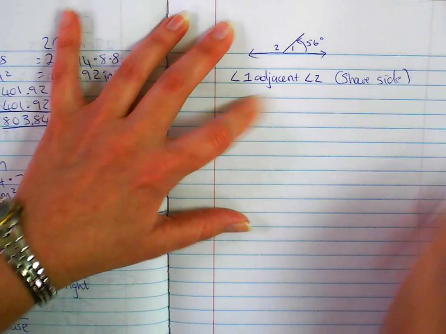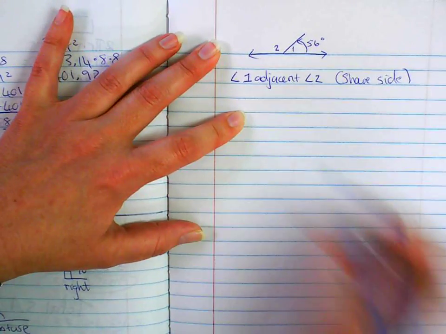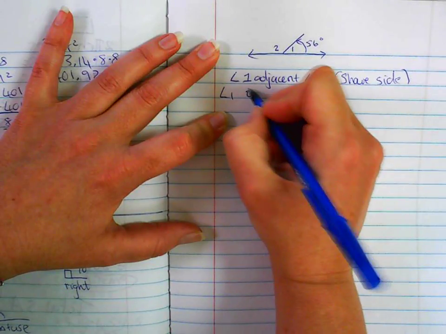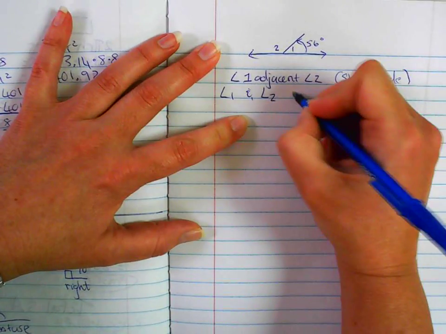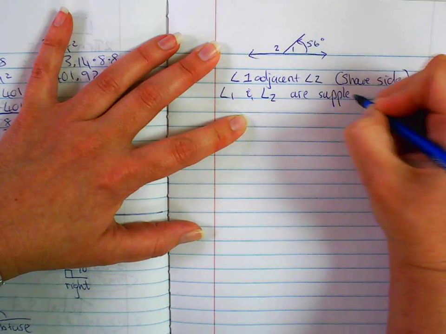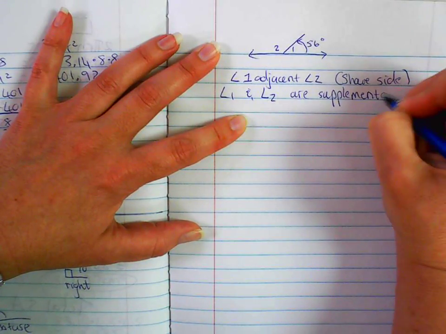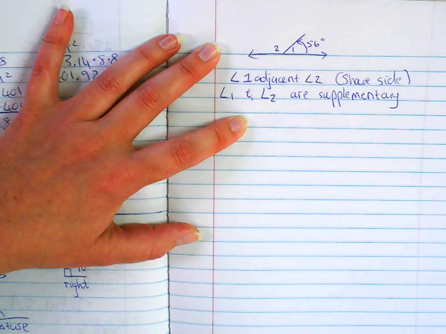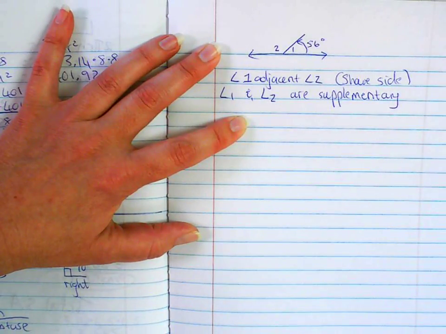Here is something else you need to know about angle 1 and angle 2. Angle 1 and angle 2 are supplementary. Supplementary means together they're 180 degrees.